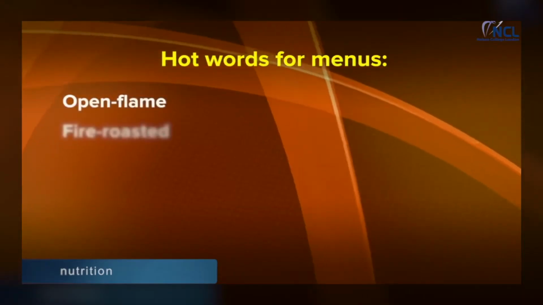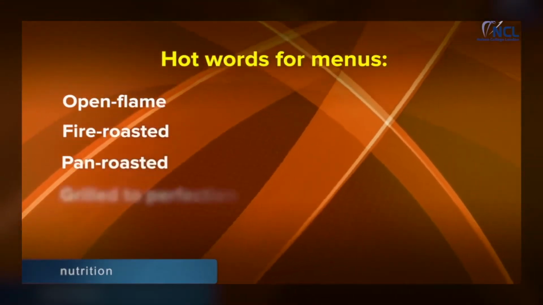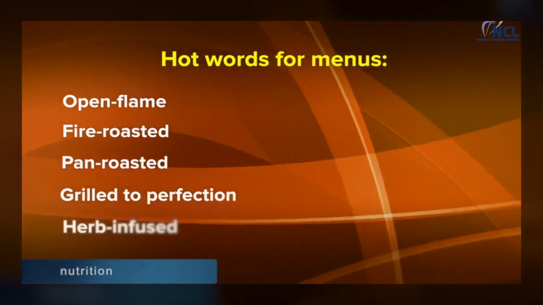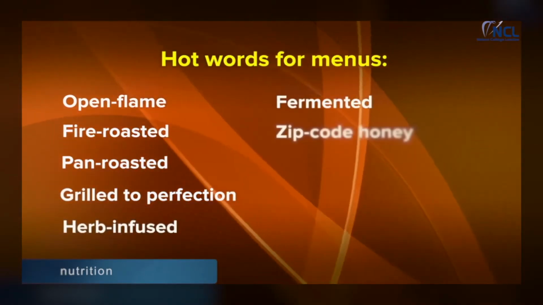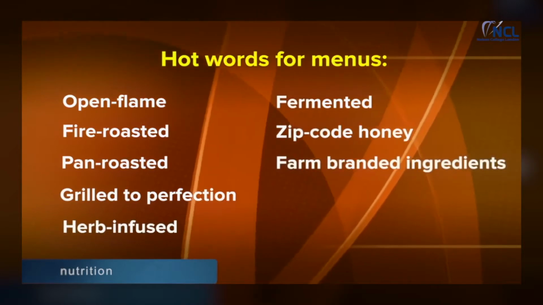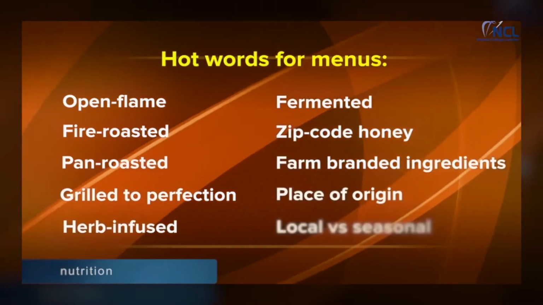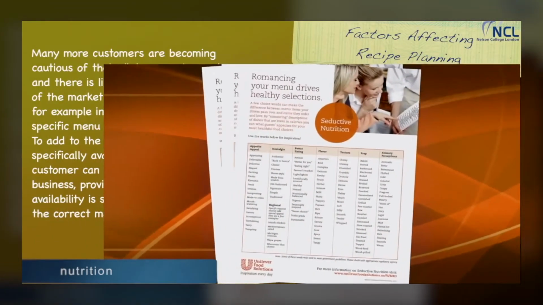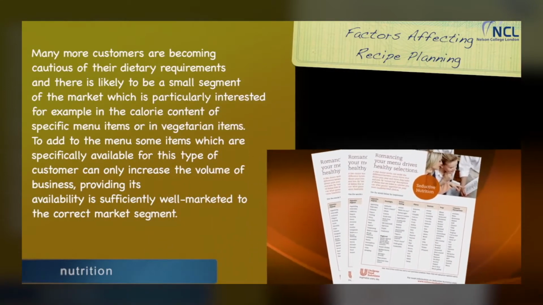Here are some additional words that are hot on menus. Open flame, fire roasted, pan roasted, grilled to perfection, herb infused, fermented, zip code honey, farm branded ingredients, place of origin, local and seasonal. Descriptive words around preparation and where the products are sourced.